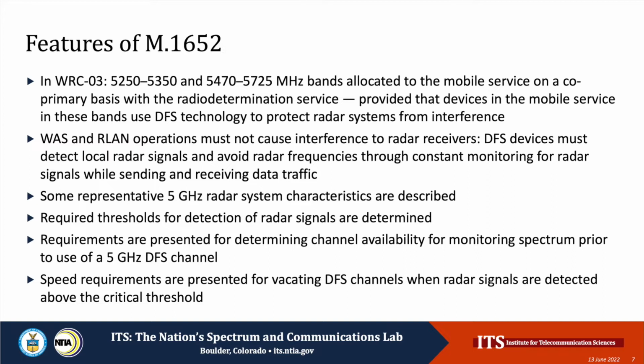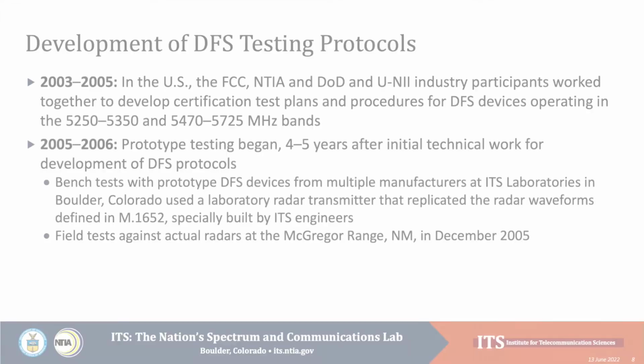In M.1652, representative characteristics of 5 GHz radar systems in the band are described. The required thresholds for detection of radar signals for signal avoidance by the WAS systems are determined. Requirements are presented for determining channel availability by monitoring spectrum prior to the use of a 5 GHz DFS channel, and speed requirements are presented for vacating DFS channels when radar signals are detected above critical detection threshold levels.